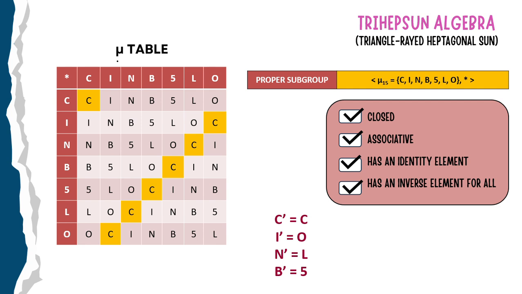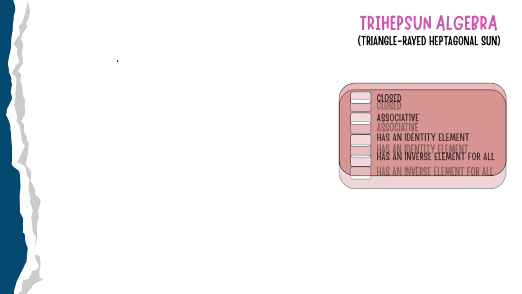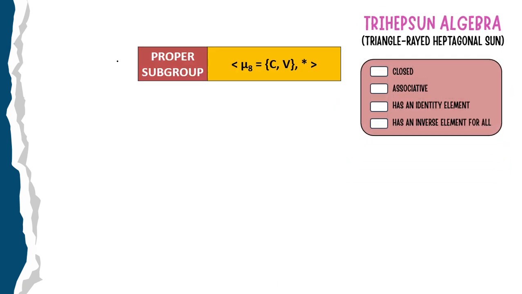So we have here the inverse element of C is C, the inverse element of I is O, the inverse element of N is L, the inverse element of B is 5, the inverse element of 5 is B, the inverse element of L is N, the inverse element of O is I. Let's now check for the other proper subgroups.